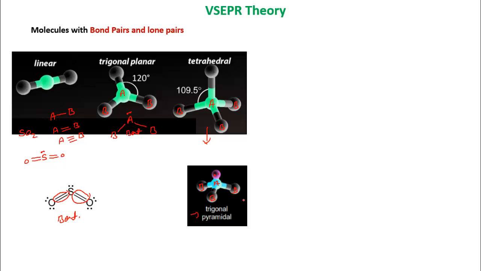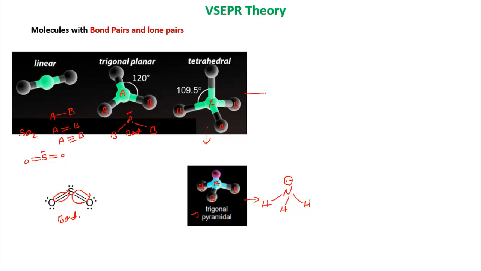An example of a pyramidal shape is ammonia, NH3. Nitrogen with 3 hydrogen atoms, and it has one more electron pair, a lone pair, on the nitrogen. So that means this ammonia is pyramidal in shape. It's not tetrahedral, rather it has a pyramidal shape, right?